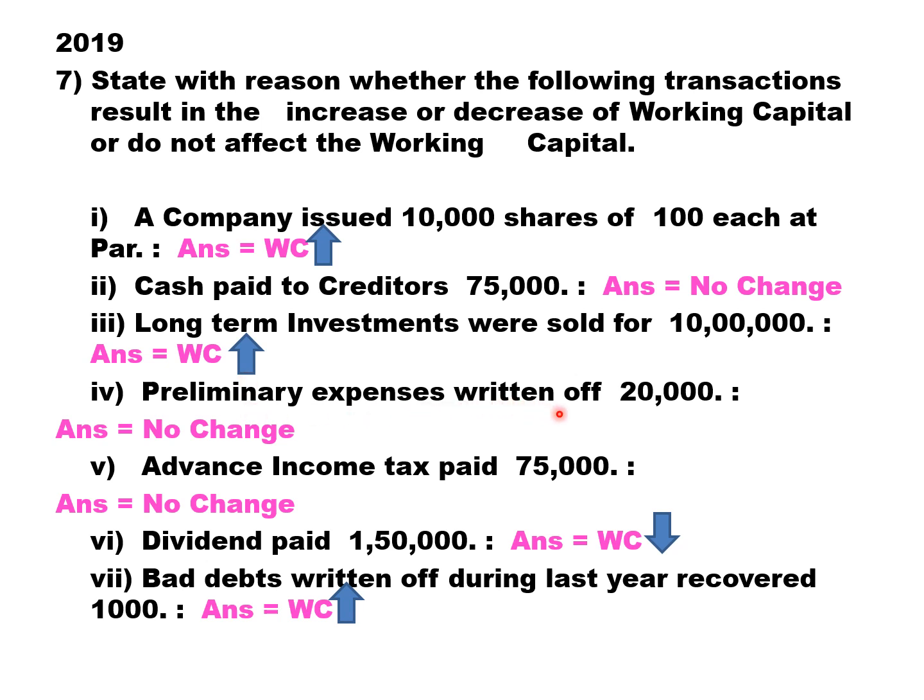Prelim expenses written off 20,000, no change, as explained in the previous slides. Advance income tax paid, no change, as explained in the previous slide. Dividend paid: when you pay dividend, cash goes out. So decrease in cash will result in decrease in working capital. Bad debts written off during the last year, recovered 1,000. So when you recover bad debts, it's an income. So cash comes, so working capital increases.